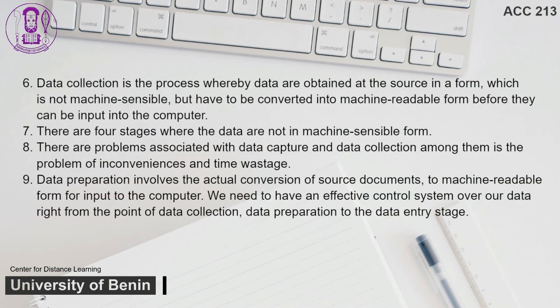6. Data collection is the process whereby data are obtained at the source in a form which is not machine-sensible but has to be converted into machine-readable form before they can be input into the computer. 7. There are four stages where the data are not in machine-sensible form. 8. There are problems associated with data capture and data collection, among them is the problem of inconveniences and time wastage. 9. Data preparation involves the actual conversion of source documents to machine-readable form for input to the computer. We need to have an effective control system over our data right from the point of data collection, data preparation, to the data entry stage.